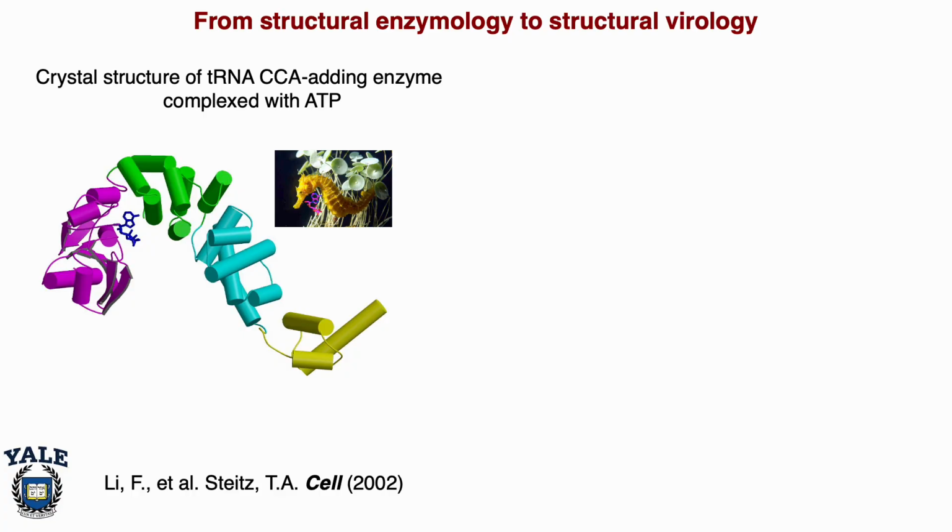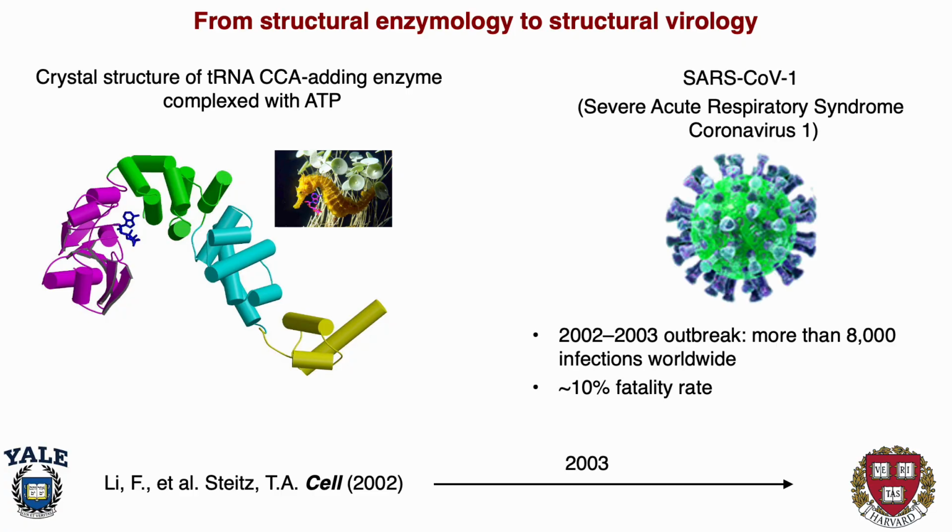After my PhD, I wanted to work on translational research. I was deciding between cancer and virology. Then SARS-CoV-1 hit. It caused more than 8,000 infections with a 10% fatality rate. That made my choice clear. So I joined Harvard Medical School as a postdoc and worked with Dr. Steve Harrison, who is a pioneer in structural virology.